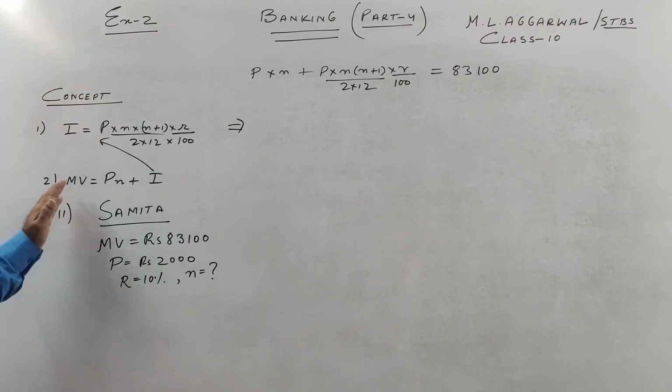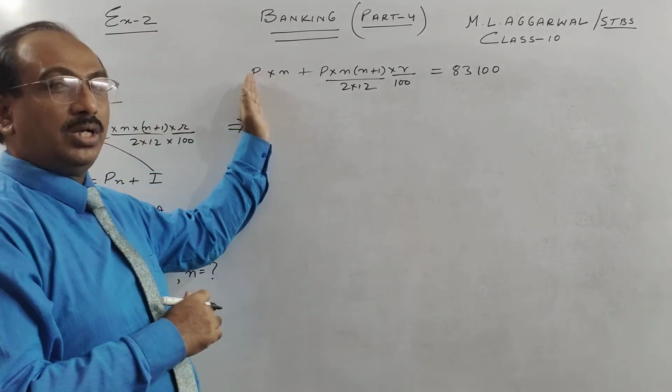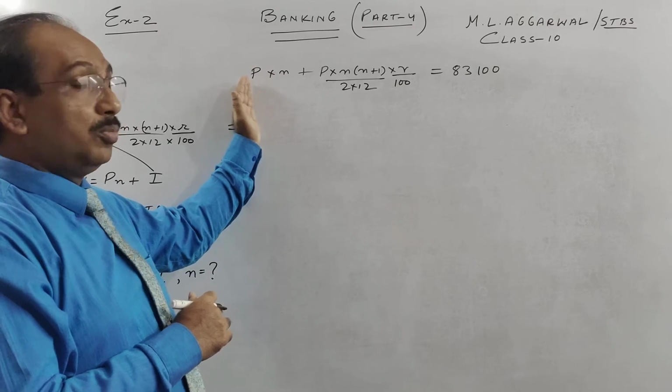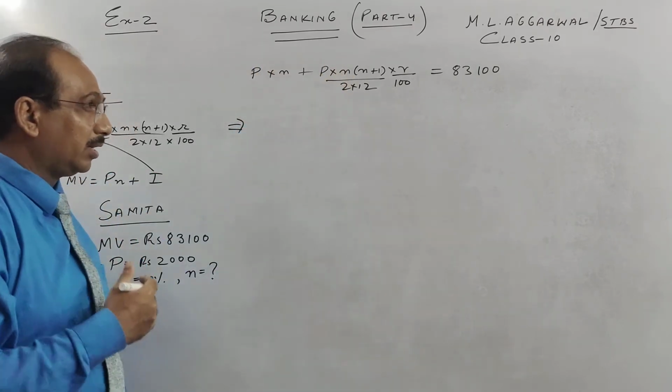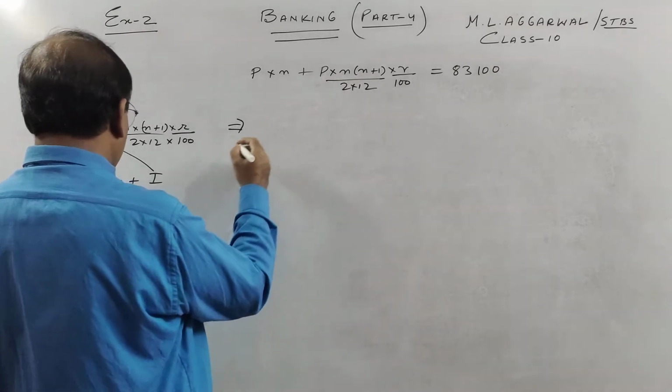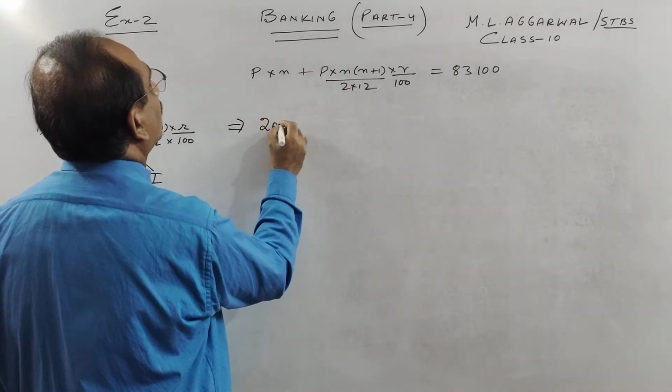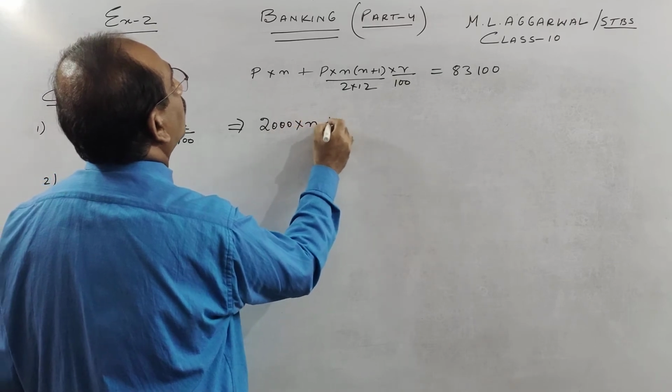So see here, this is the question. Maturity value is her money, P rupees, put for n months. So what she deposits, and this is what interest is paid by the bank. Now we will substitute and see. So she puts 2,000 rupees, children, for n months.